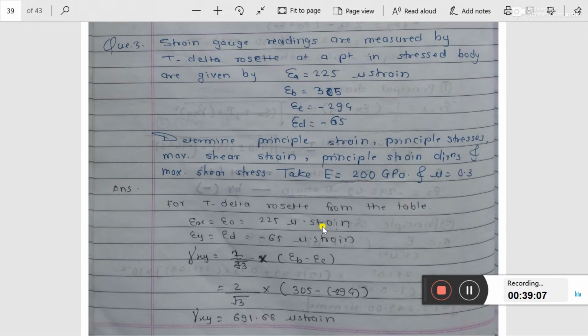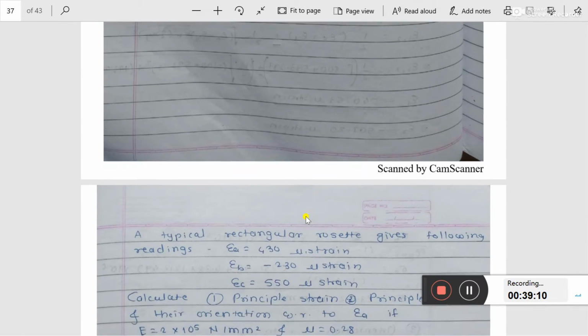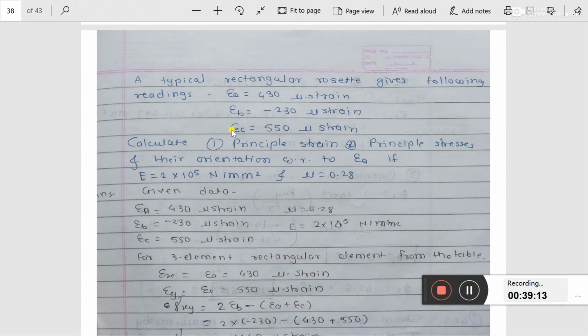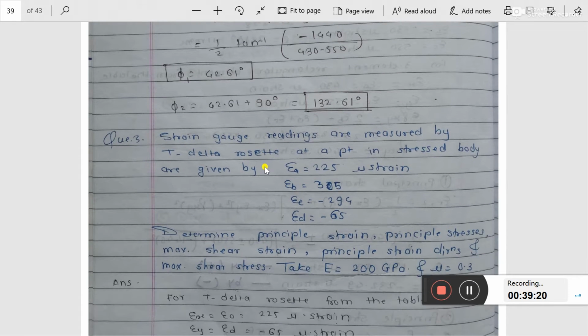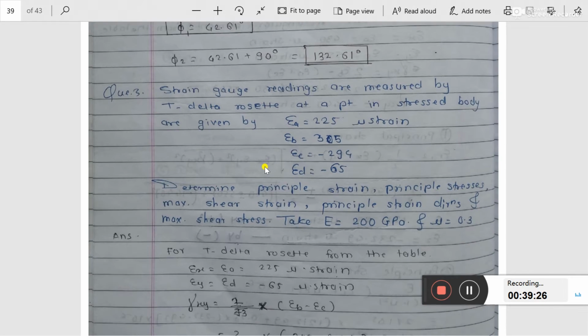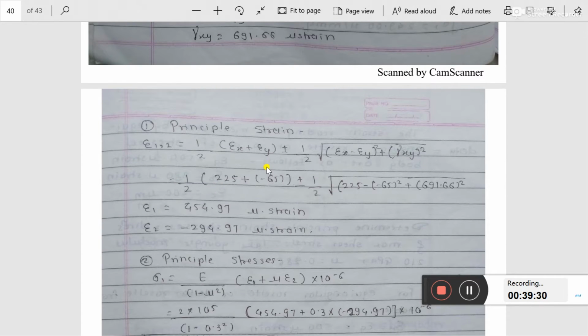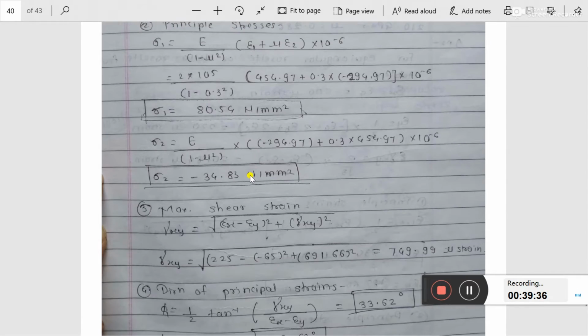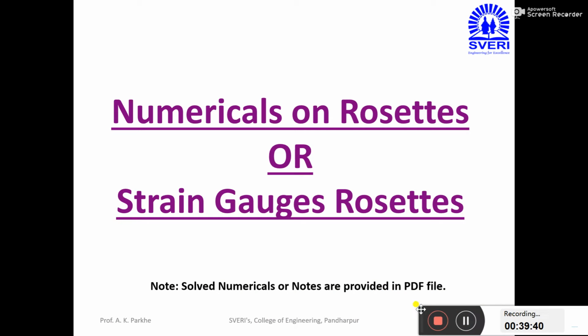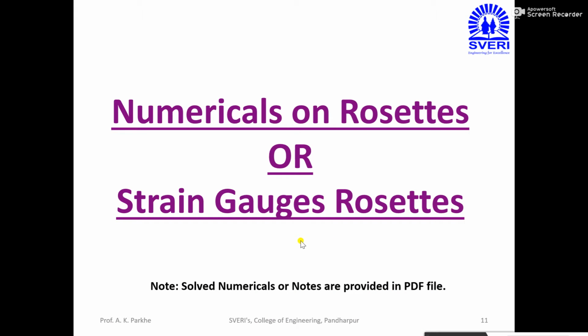So like that we have discussed two problems. One problem we have discussed on the rectangular Rosette, that is the 3 element rectangular Rosette, and we have calculated all the unknown parameters from the required data. Then we discussed the second problem, which is for the T delta Rosette, and we solved this problem to calculate the same unknown parameters. In the last problem, the T delta Rosette, we calculated all the five parameters as per the requirement. So we have discussed two numericals based on the strain gauge rosettes. The remaining numericals we'll discuss in the next lecture.